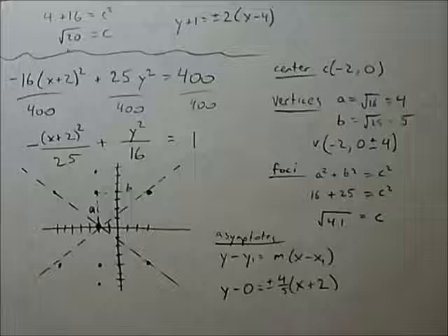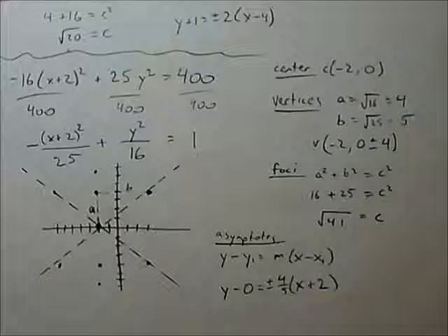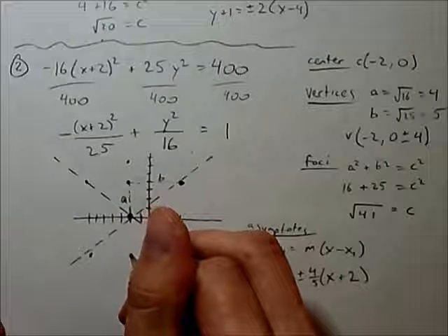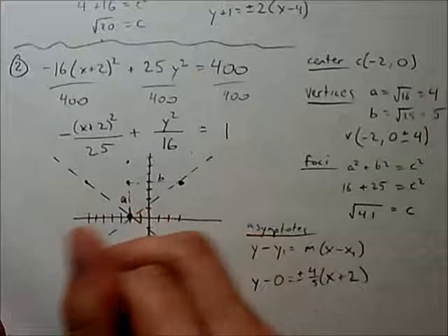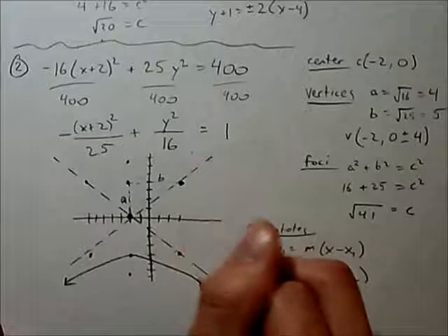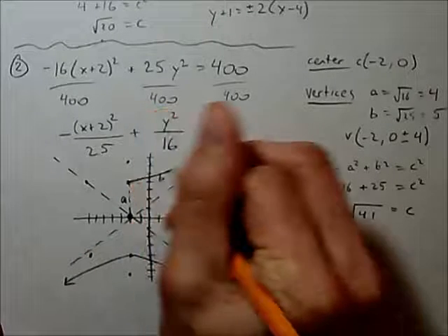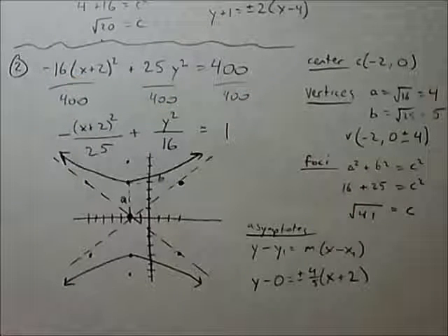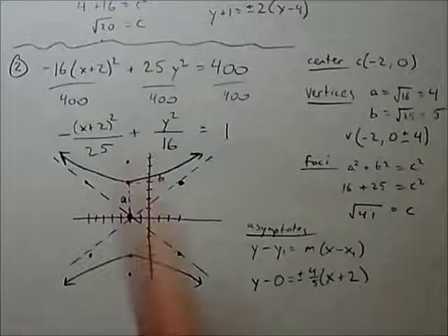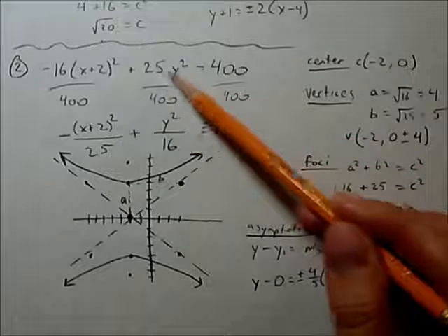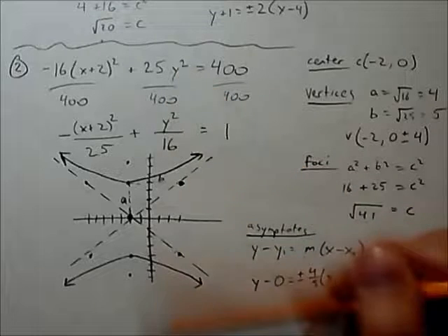So now I'm going to draw in the hyperbola. From the vertex, I'm going to go out this way, out this way, and same thing from the top vertex. So I have a hyperbola, a vertical hyperbola. It opens up and down. And I know that, again, from looking at the equation, because the y is positive. The y is the major axis.